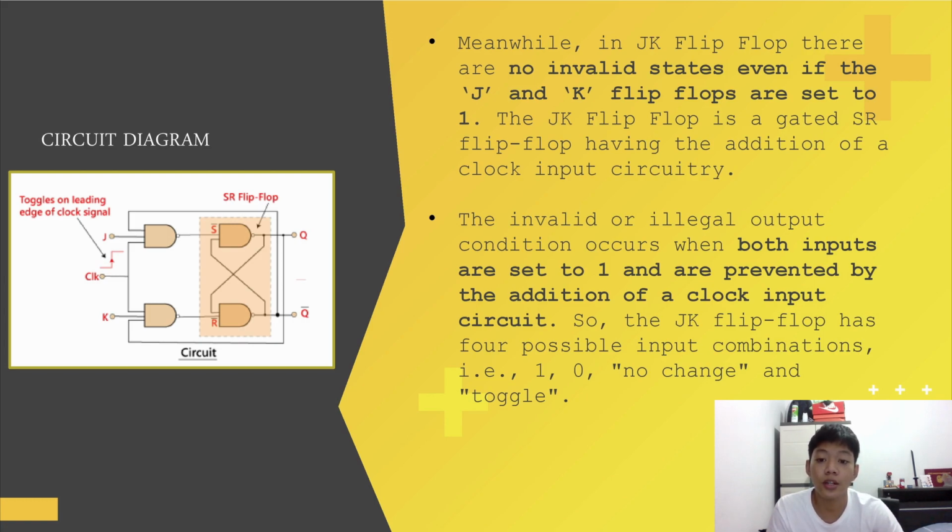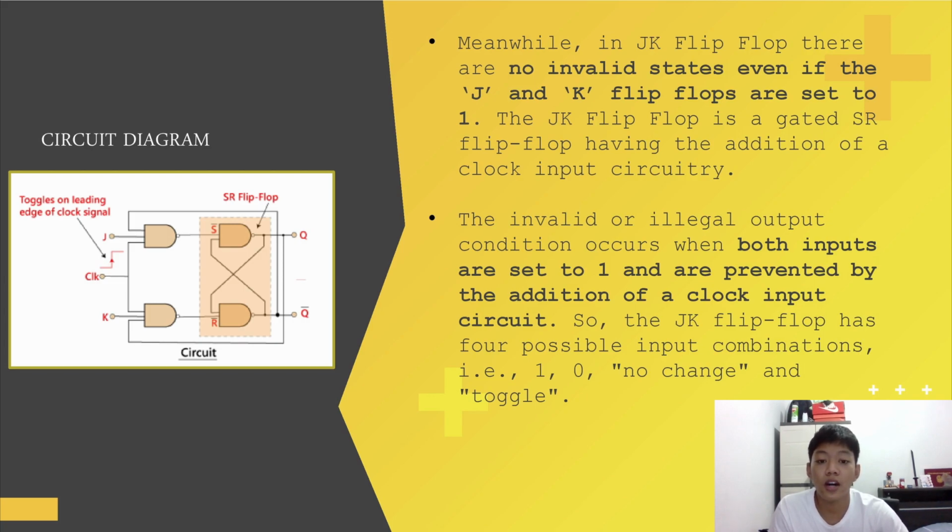If both inputs are high, meaning J is equal to 1 and K is equal to 1, the flip-flop will toggle or change state on the next clock pulse. If both inputs are low, the flip-flop will hold its current state. If one input is high and the other is low, meaning J is 1 and K is 0 or vice versa, the flip-flop will set or reset to a specific state on the next clock pulse.